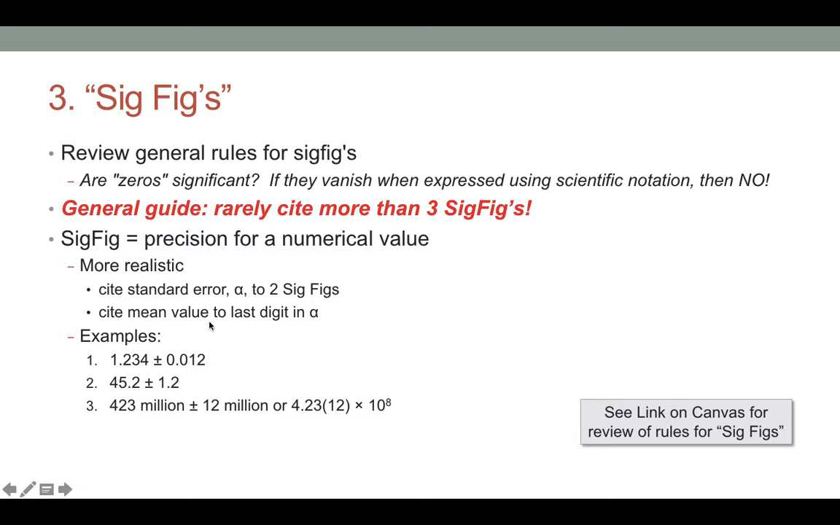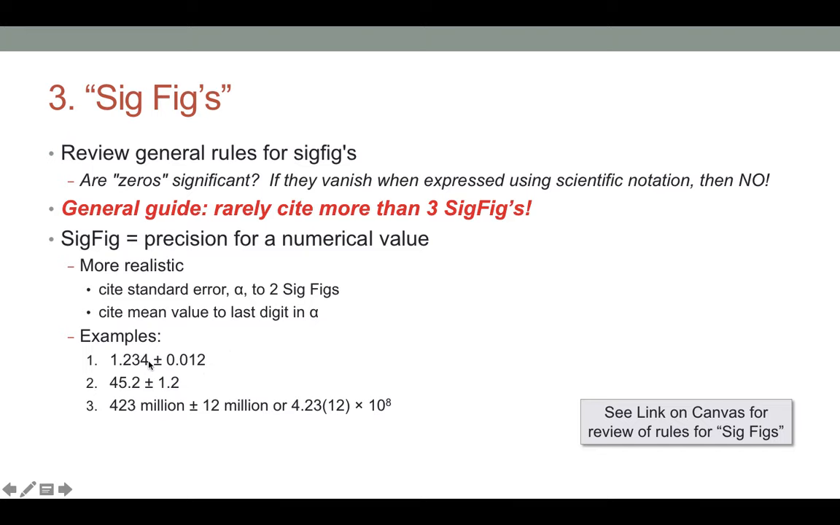Recall that when we did stats, we saw the technically correct way to cite the sig figs for an experimental value. Namely, you repeat the experiment over and over and calculate the standard error. The standard error is cited to 2 sig figs. You then take the least significant digit of the standard error, and that is the last digit that you cite in the mean value. For example, if we cite a value of 1.234 and our standard error is 0.012, the third decimal place is the last significant digit in the standard error.